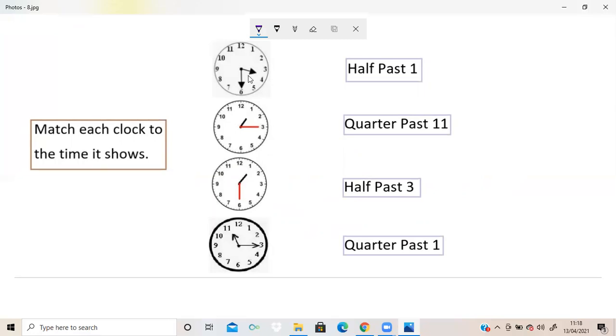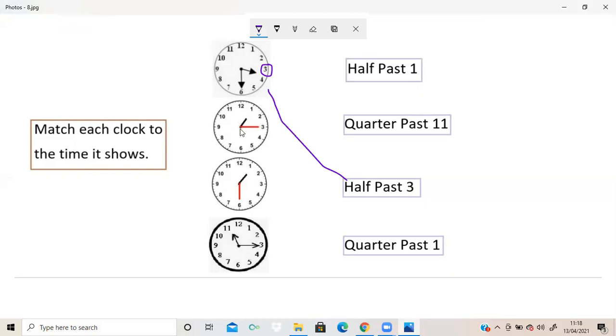Look at the first picture. The minute hand is pointing at 6. That means obviously it's half past. And the hour hand is between 3 and 4. So you have to say the time is 3:30. So 3:30 is here.